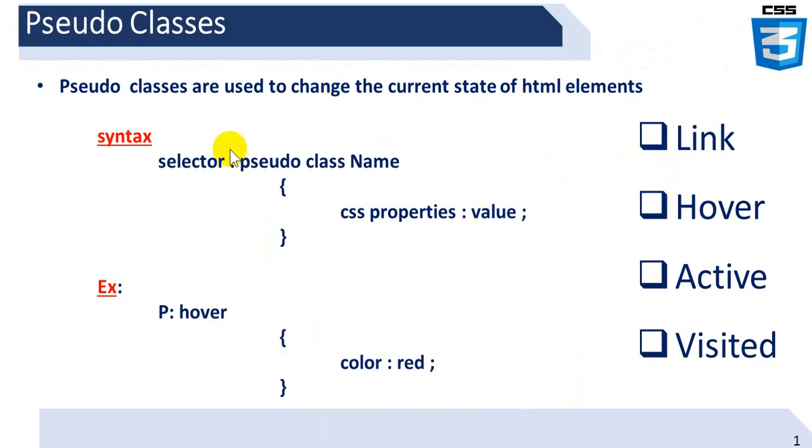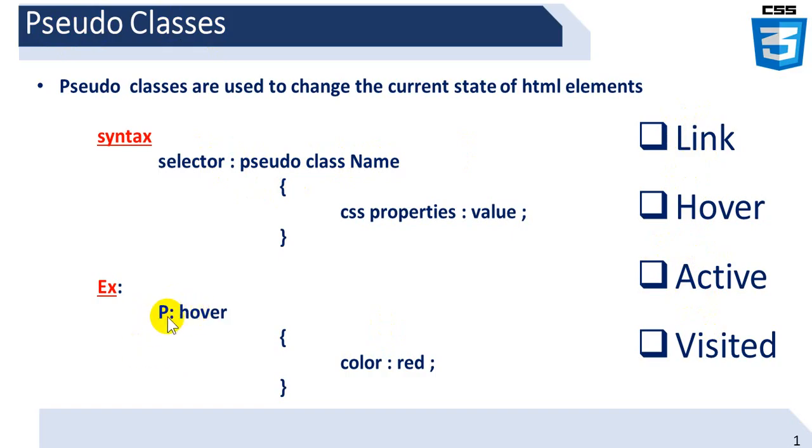How to use these pseudo classes? We have something called selectors: element selector, group selector, class selector, ID selector, generic class selector. Out of those, you can use any selector here. Then you should use a colon. The colon indicates a pseudo class. Next you go with the pseudo class name. You can use any name here. So these are the pseudo class names.